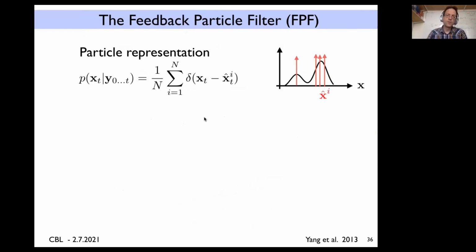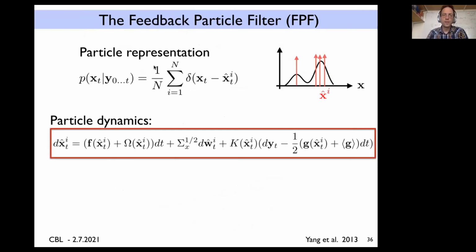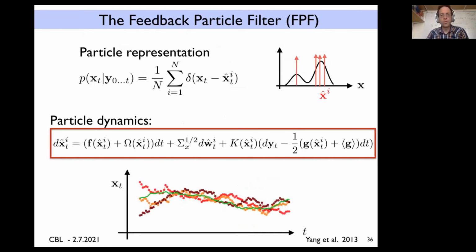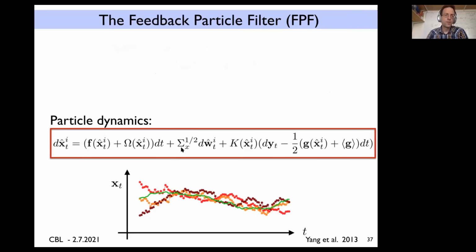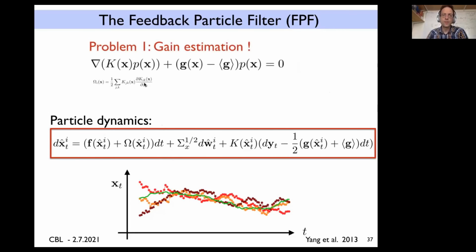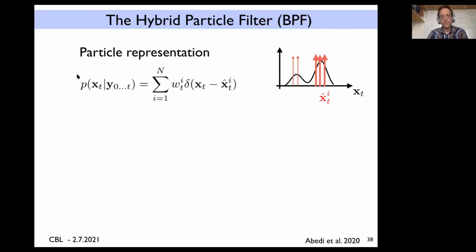Now, on the other end of the spectrum, you can have the feedback particle filter, where all the weights are 1 over n instead of being weights. So you escape this problem of weight collapse. I'm not going into the details of this feedback filter, but you have to pay a price, and the price is to estimate your gain matrix here, which multiplies your innovation process. So it doesn't seem to be the full solution there.